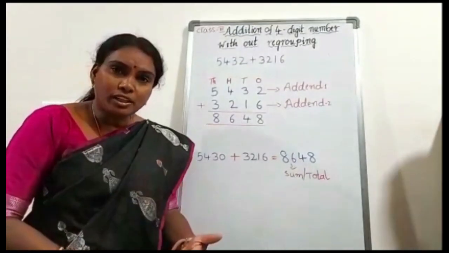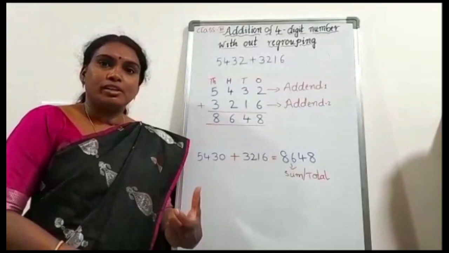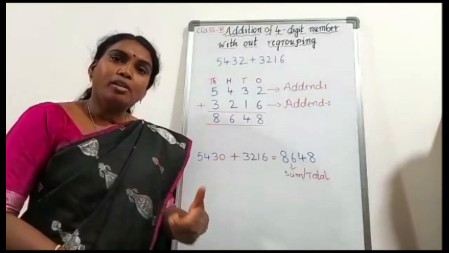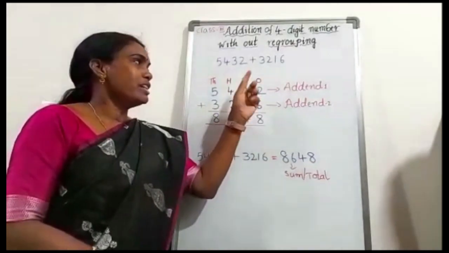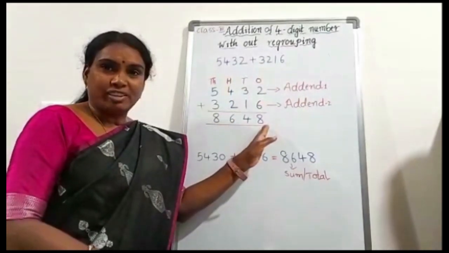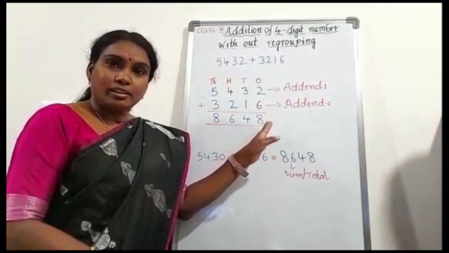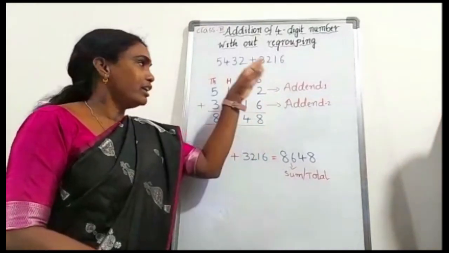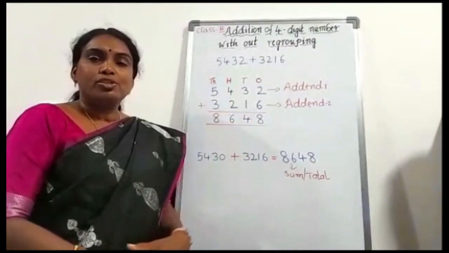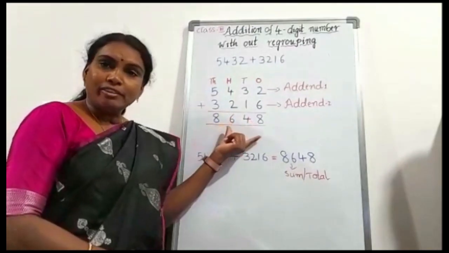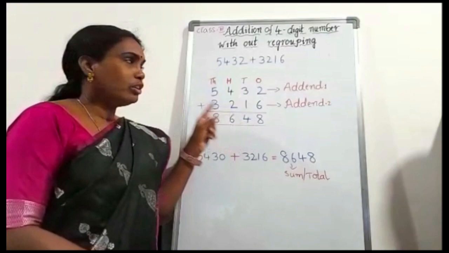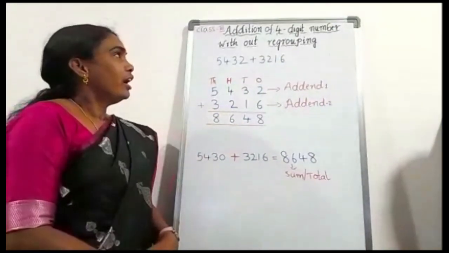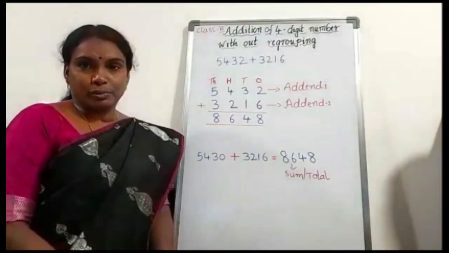See, if we get 10, it is a two-digit number, isn't it? If we get 10 or more than 10, then we regroup to the next place. Suppose we get 10 in the ones column, then 10 ones is equal to 1 ten. That will be regrouped to the tens column. So we do not get anywhere here 10 or more than 10. That's why this addition is called addition without regrouping.